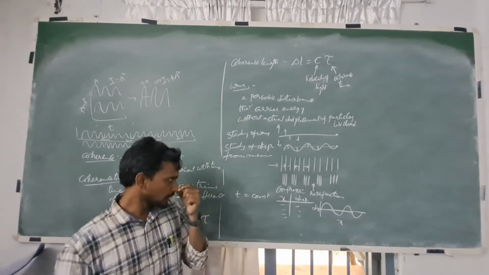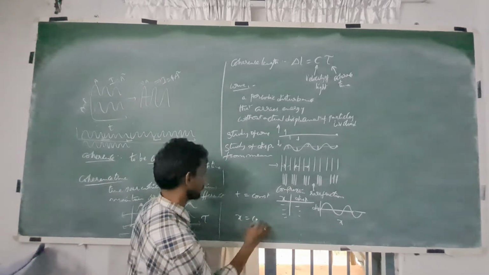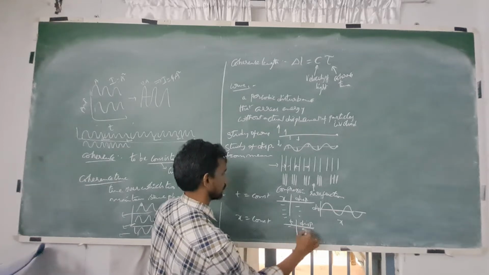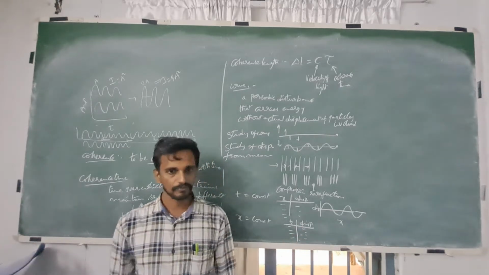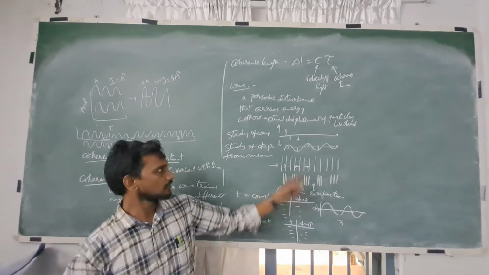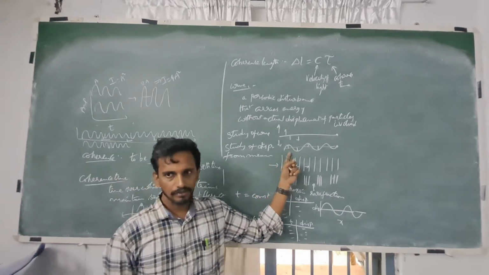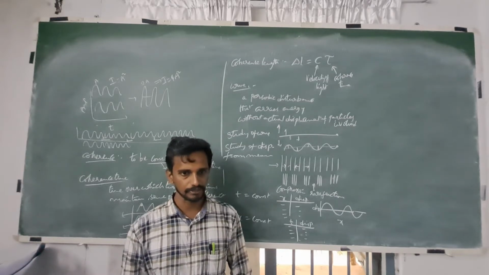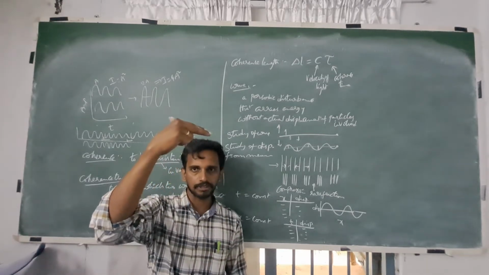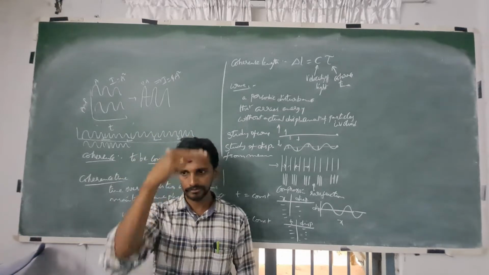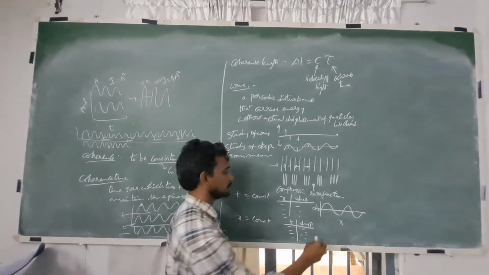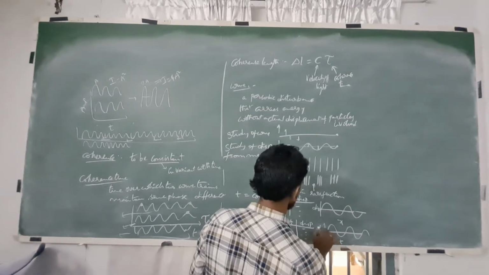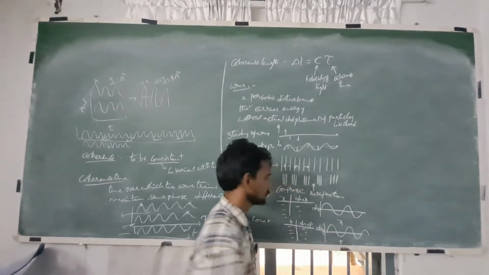Another way is you keep the space constant and collect the data as a function of time. So we sit at a particular location and observe the displacement as a function of time at 1 second, 2 seconds, 3 seconds, 10 seconds, how the displacement varies. At sometimes it goes up, sometimes it goes down. So as a function of time, you gather the data and if you plot a graph, you get a graph.